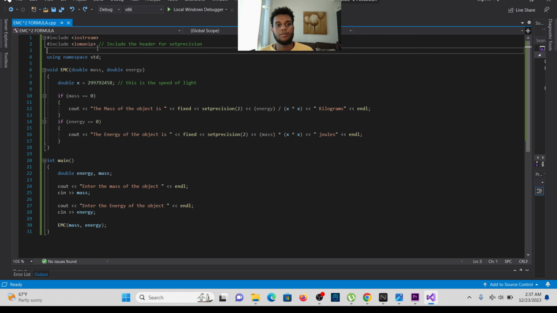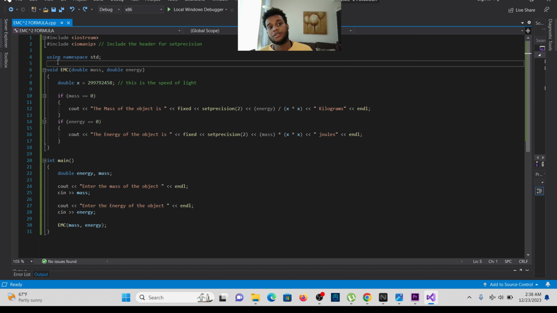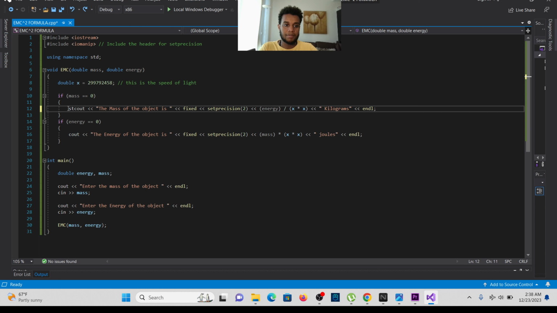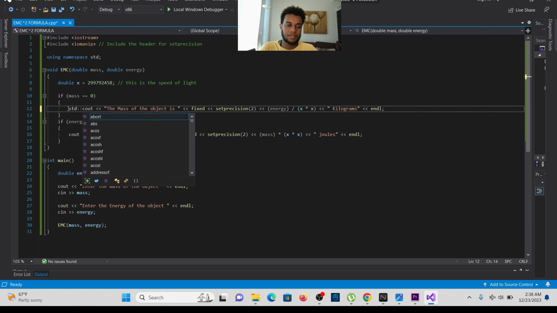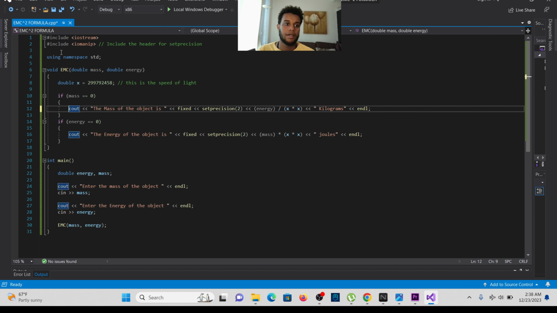So we include this header for set precision as I commented there. But we're gonna be using namespace std, so we don't have to write this, which is our standard namespace library. You don't have to write this in front of every line of code. This is why we include it at the top. And we're going to be using a void function. I'm going to call it EMC. It's going to take in a double mass value and a double energy value.